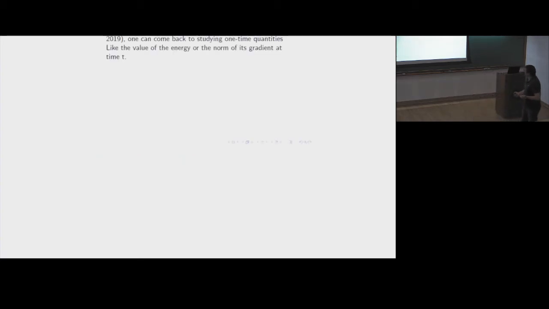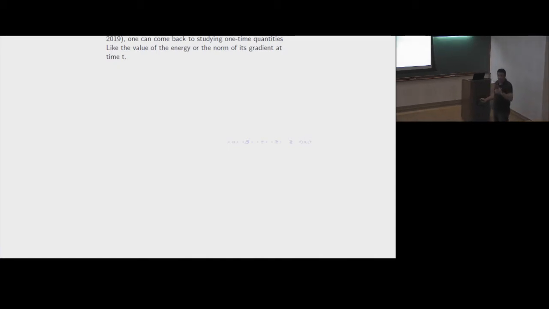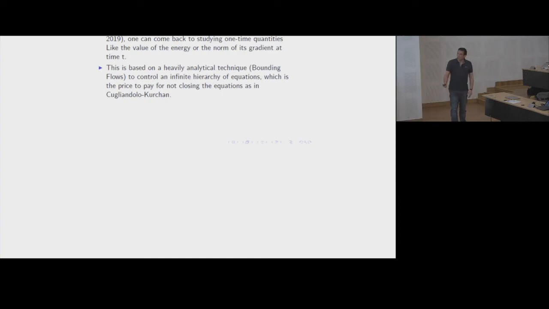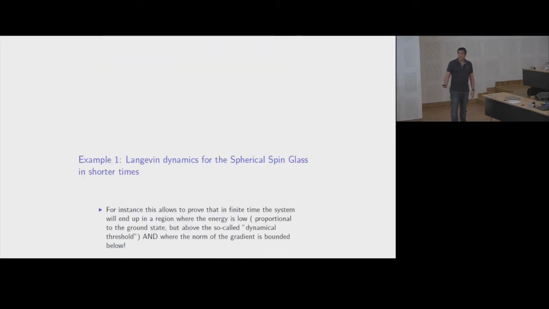What we study, for instance, is the value of the energy, the Hamiltonian, the loss if you want, at time t, and the norm of the gradient of the loss at time t. And that we can follow. This is based on a very heavy analytical technique in this paper that we call bounding flows, because we have to control an infinite hierarchy of equations instead of only one or two. This is the price to pay for not closing the equation as in Cugliandolo-Kurchan, but it can be done. The result is not as precise because it's not an equality. It's a bound. But for instance, this allows us to prove the following.